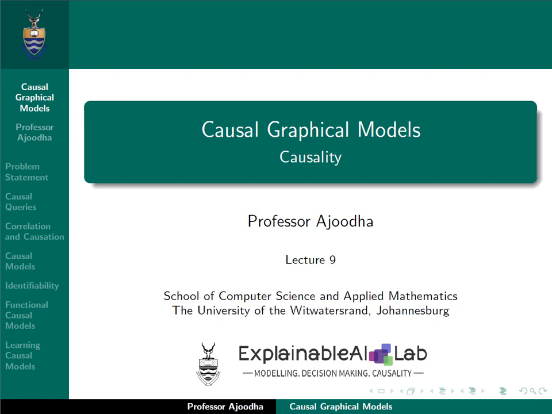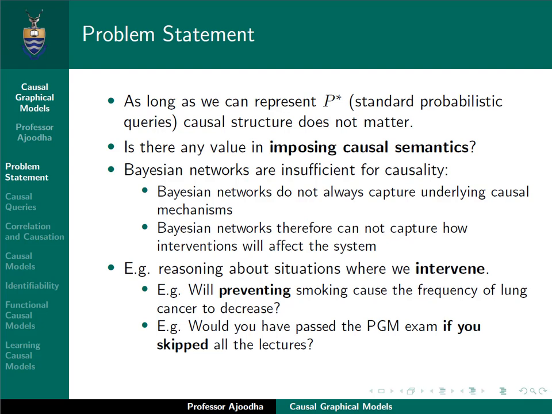All right, so let's look at the problem statement as we always do. The key problem here is that if we only care about standard probabilistic queries, then causal structure often doesn't matter. So as long as the model correctly represents the joint distribution, then we can answer queries such as the probability of y given x. But causal questions are quite different.